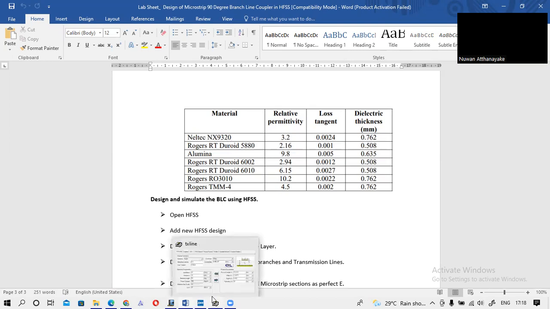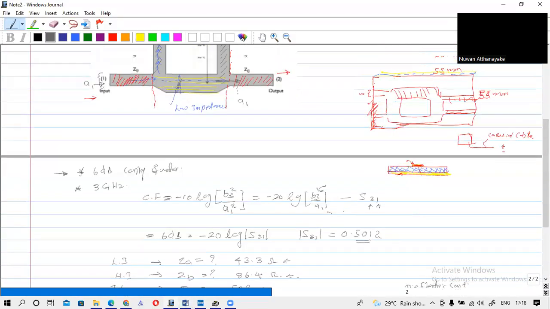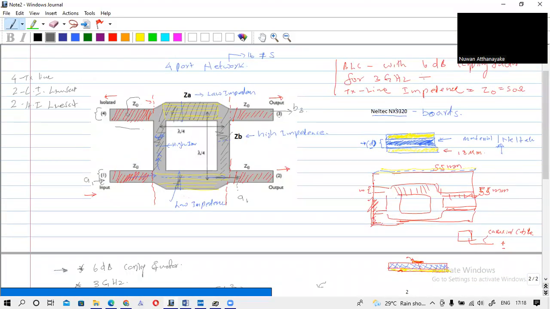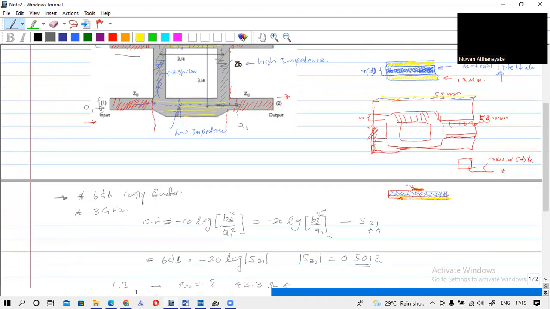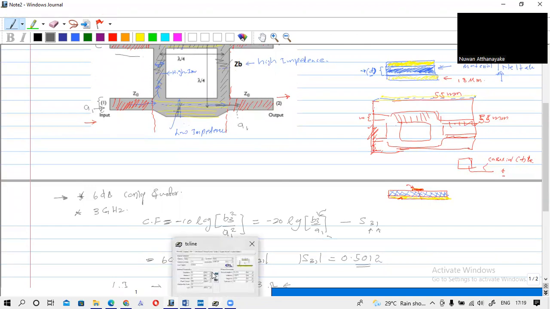So for our design we are using this Neltec NX9320 board. The dielectric thickness is 0.762 millimeter, and the relative permittivity is 3.2. So these are the required values, and now you can use the TX Line to calculate the width.